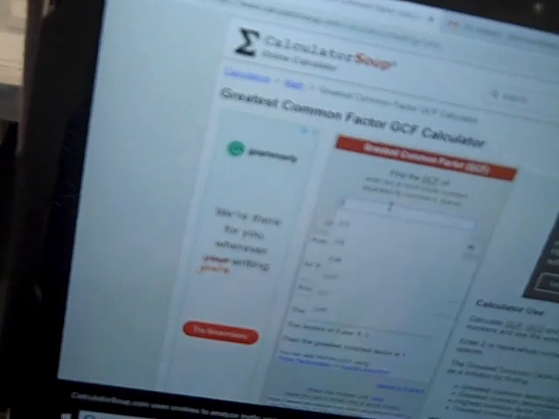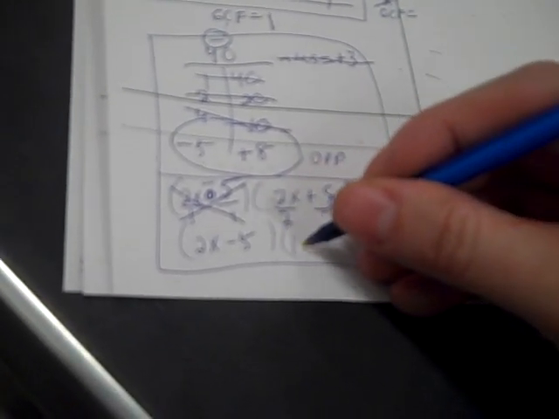Okay, now I'm going to need to utilize my GCF calculator. So 2 and 5. Okay, that's a 1 GCF. So that'll stay the same, 2x minus 5. Okay, 2 and 8. That's a 2 GCF. So that's going to go down to 1x plus 4, okay?